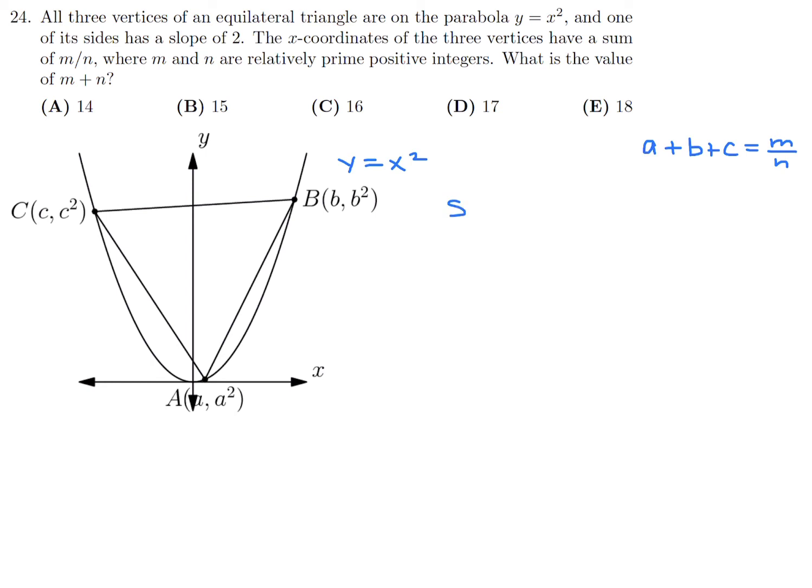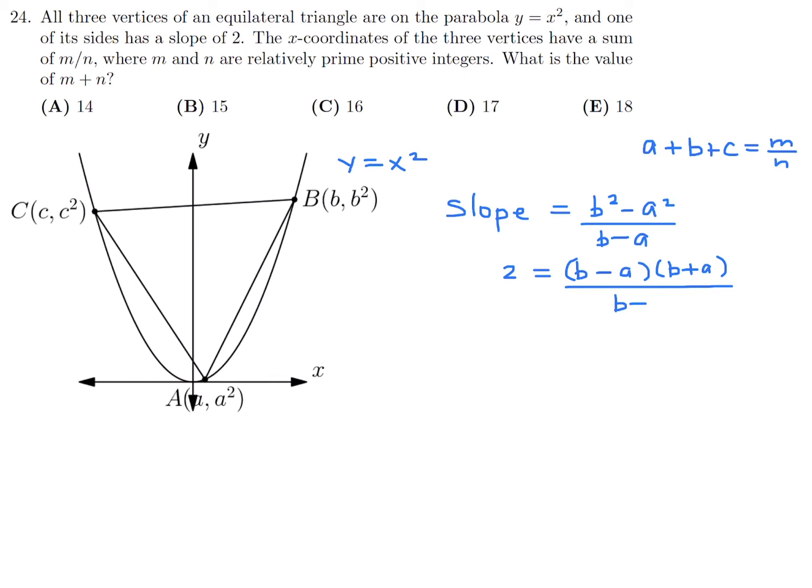Slope, of course, is figured out by rise over run, as I'm sure you know. So the rise in this case is b squared minus a squared. The run is b minus a, and that is equal to 2. So if you factor this out, you get (b minus a)(b plus a) over (b minus a). So the (b minus a)'s cancel, and you're just left with b plus a is equal to 2. Great. We've got a plus b is 2. And now all we have to do is find c, and we're done. But finding c is not as easy as finding a plus b. All right, so at least we got some of it done.